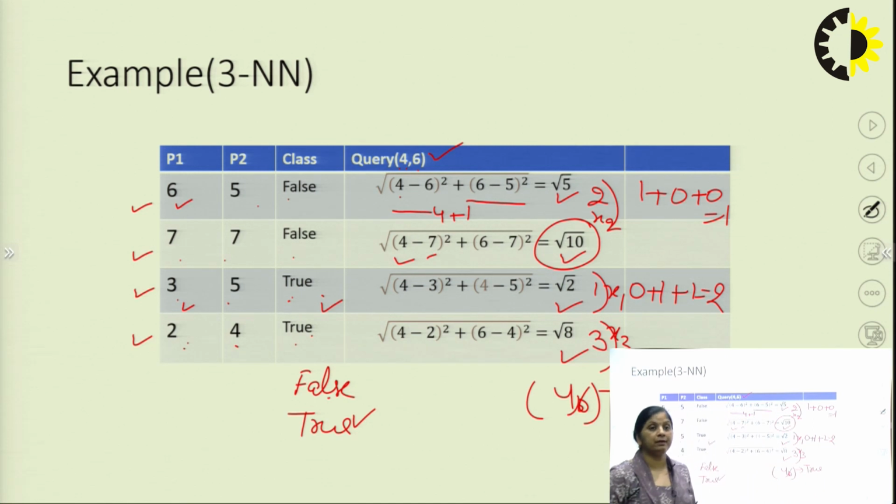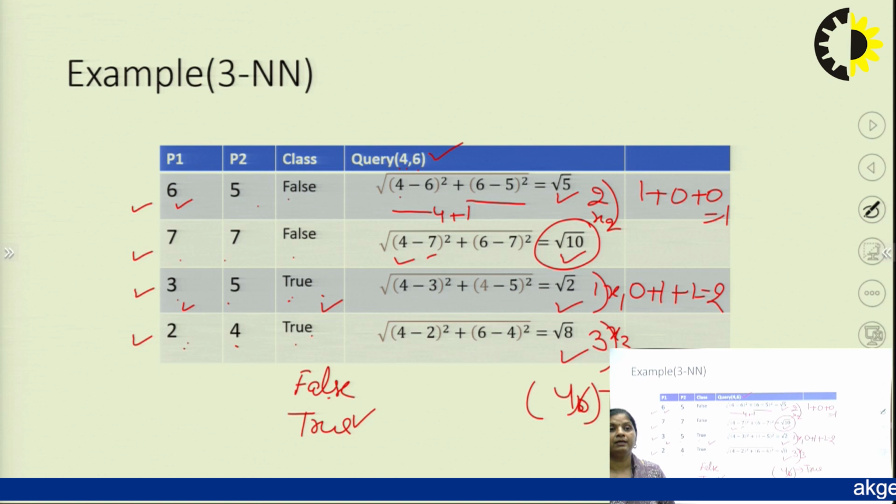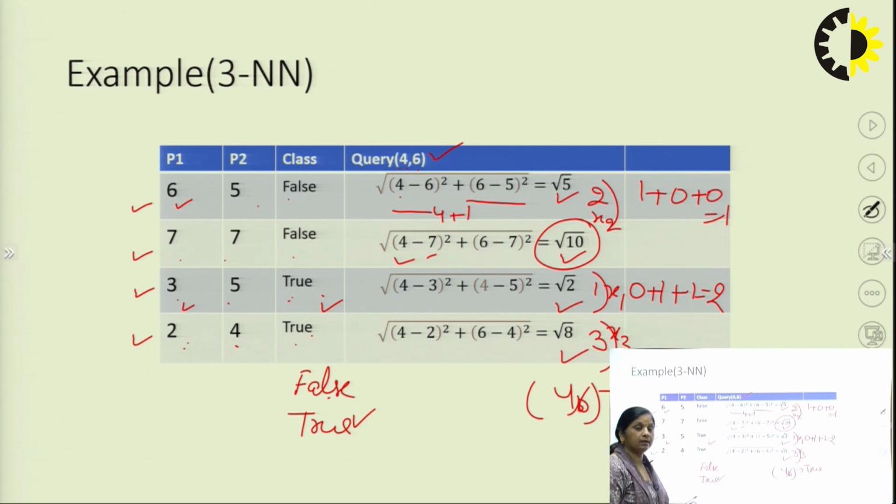So simply what we did, we took the k value as 3. We found the Euclidean distance from the given query point. When we got all the distances, we selected the minimum 3, and from these minimum 3 we counted how many are of the false class and how many are of the true class. Here we have seen that the true class instances are 2 and the false class is 1. So we will assign the 4, 6 query to true, that is with the majority weight. So this is our k nearest neighbor method.